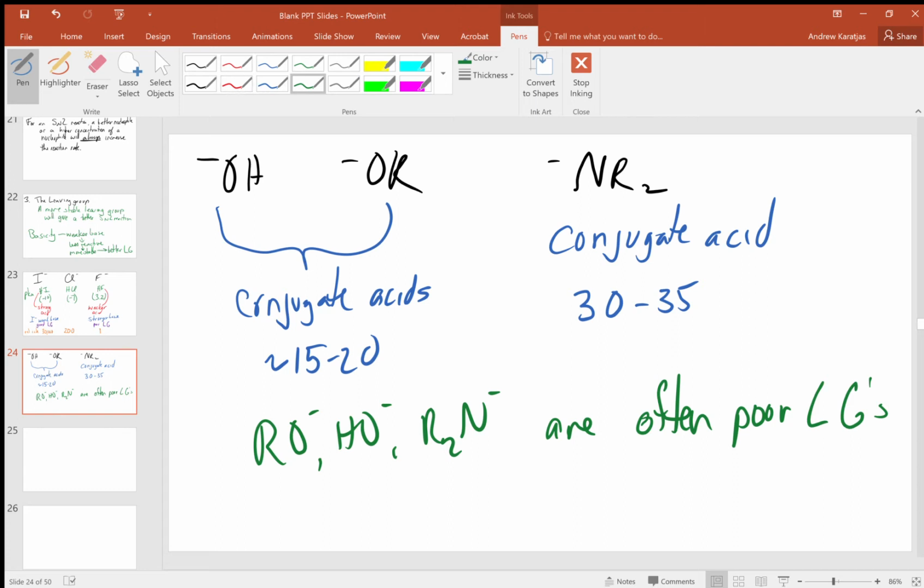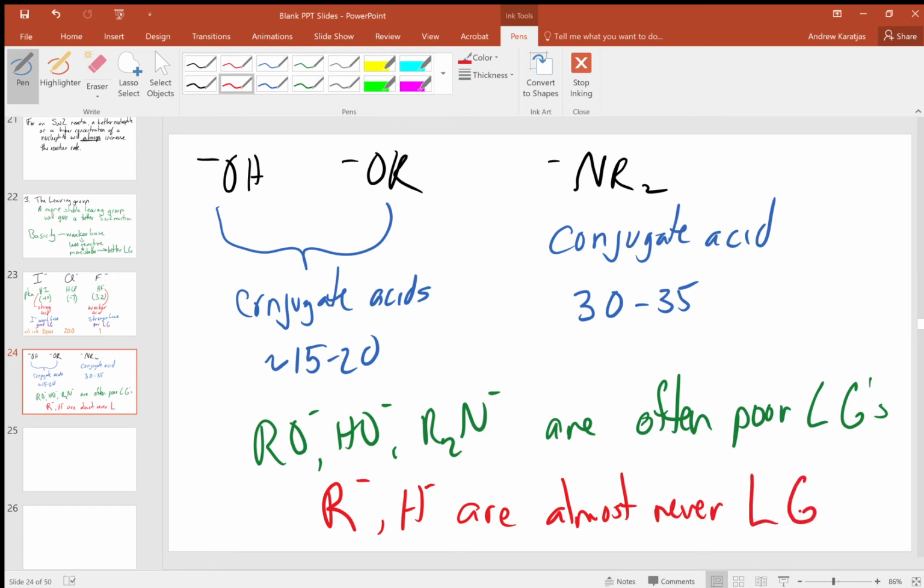In addition to that, other than some very unusual circumstances, R minus and H minus are almost never leaving groups. They're too strong of a base, they're too reactive, and therefore we will basically never see those as a leaving group. But the one that really sticks out to us here is hydroxide.